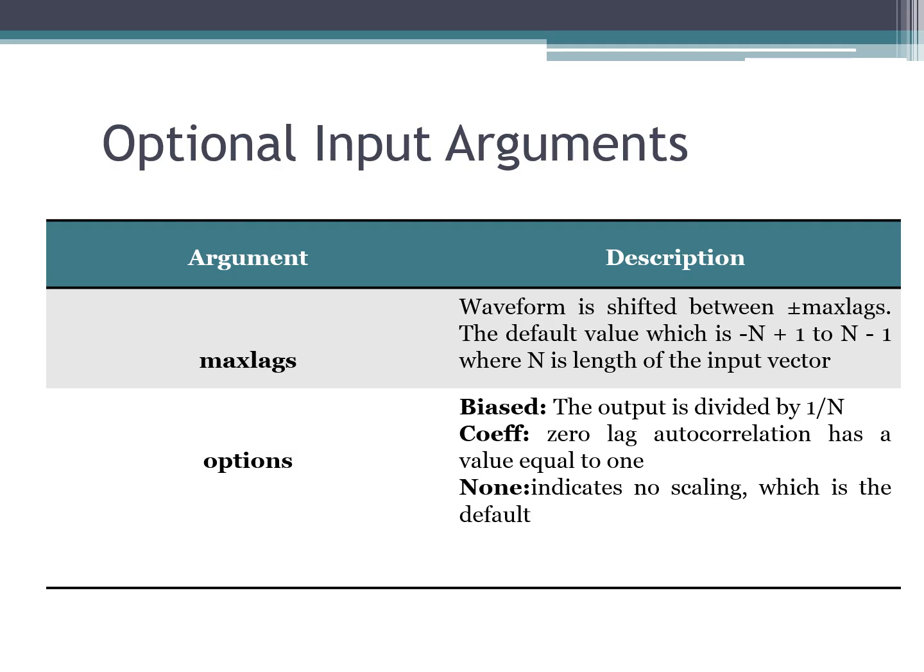If you want the correlation coefficient as an output, where at lag 0 the autocorrelation value must be equal to 1, then you will use coeff as an input argument to the Xcorr function. If you do not want any scaling, you can also specify none. None is also the default option.